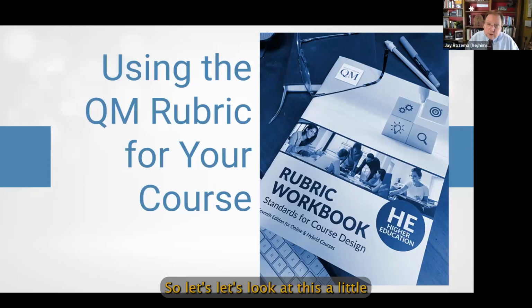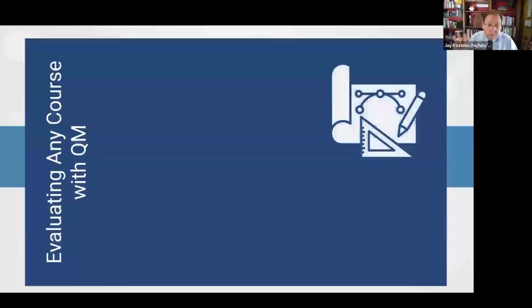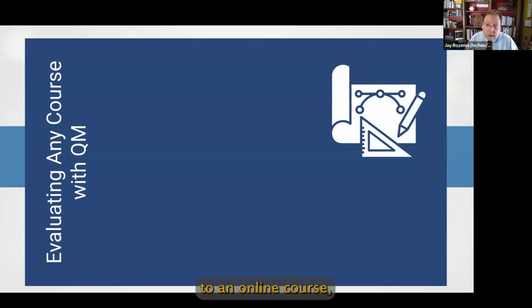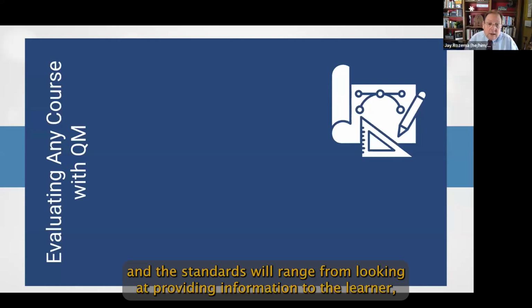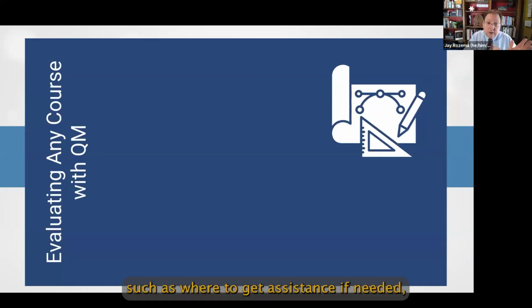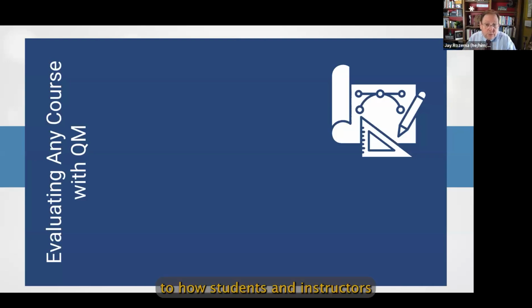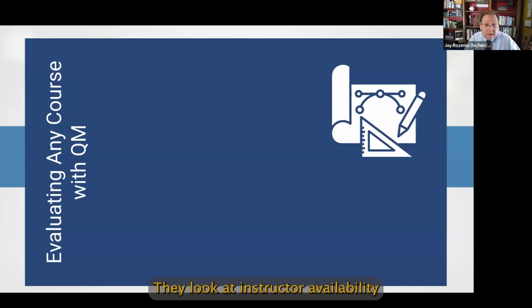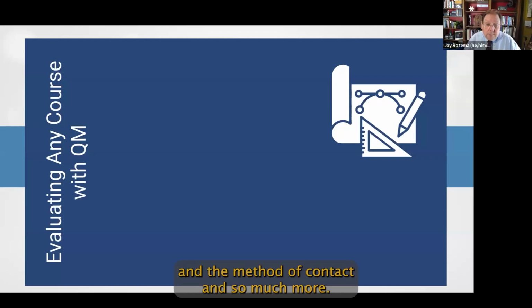So let's look at this in a little more detail. From what I can tell, 38 of the 44 standards are not specific to an online course. The standards range from providing information to the learner, such as where to get assistance if needed, to how students and instructors are expected to interact and what is expected of a student. They look at instructor availability and the method of contact, and so much more.